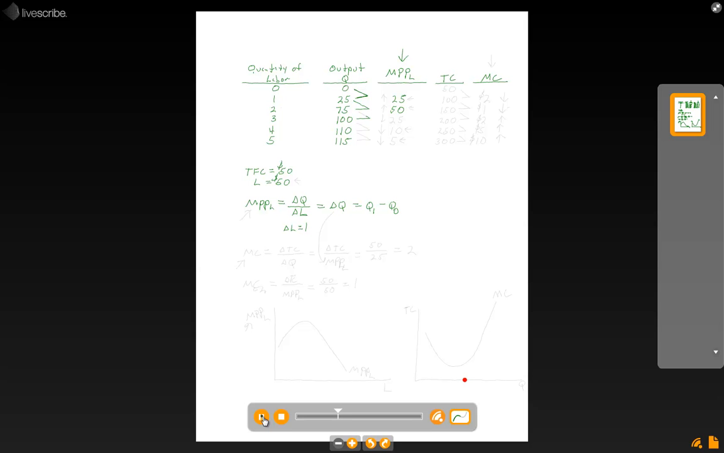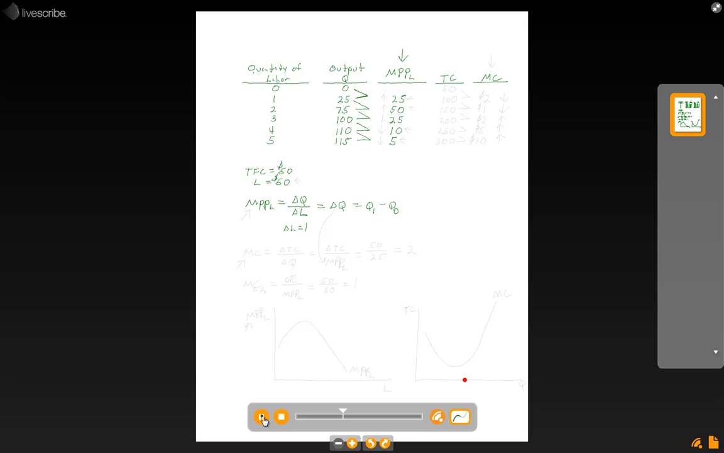If we hire the third worker, 100 minus 75, we get 25 units of additional output. If we hire the fourth worker, 110 minus 100 gives us 10. And then our fifth worker, 115 minus 110, is going to give us only 5 units of additional output.